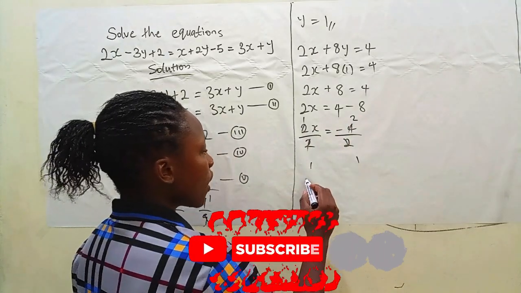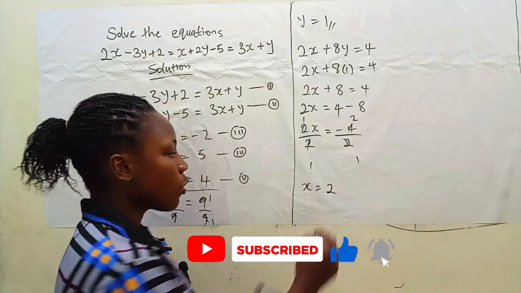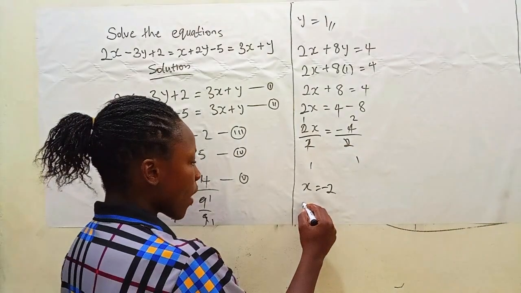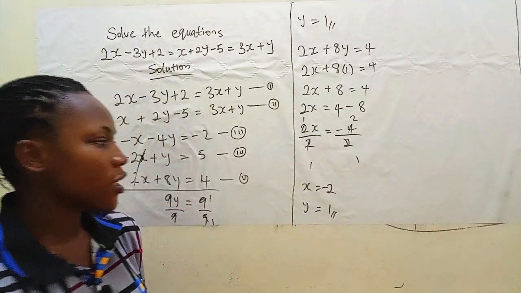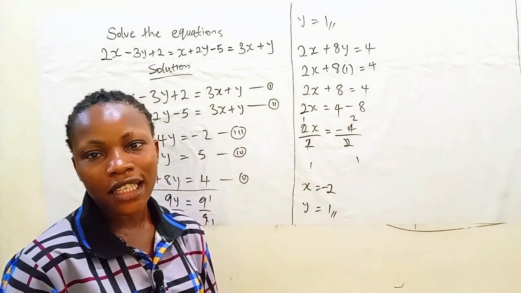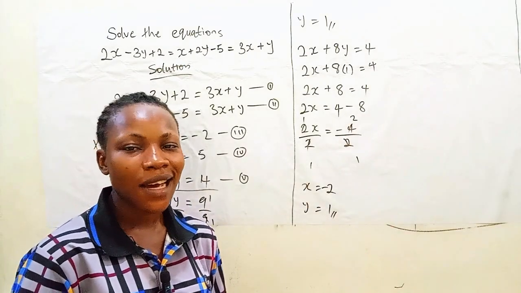So the value of our x is equals to minus 2, while the value of our y is equals to 1. We have gotten the value of our x and the value of our y. As you can see, it's easy as that.